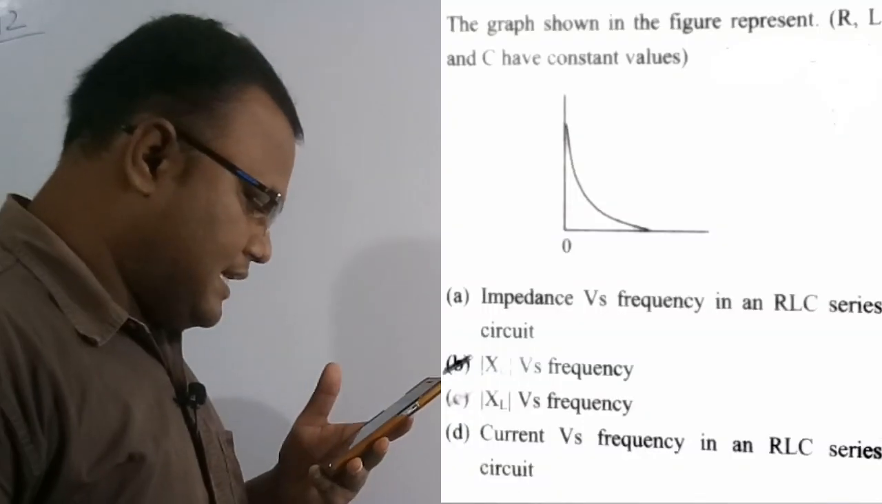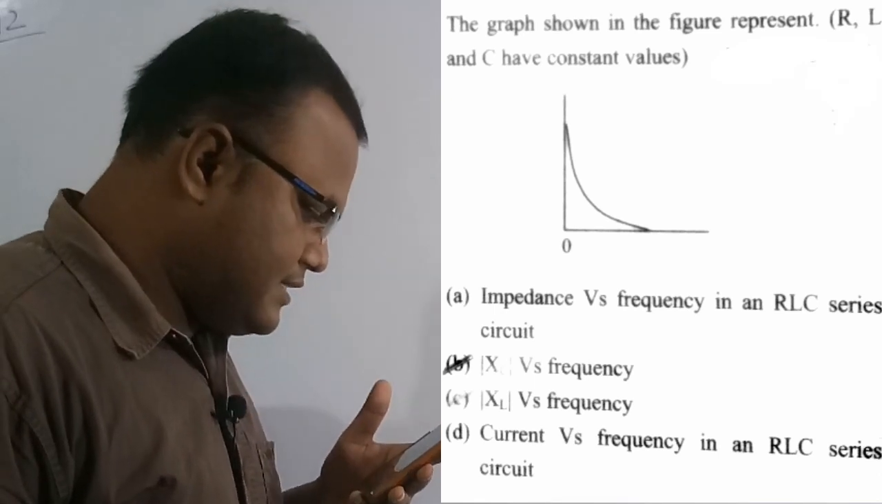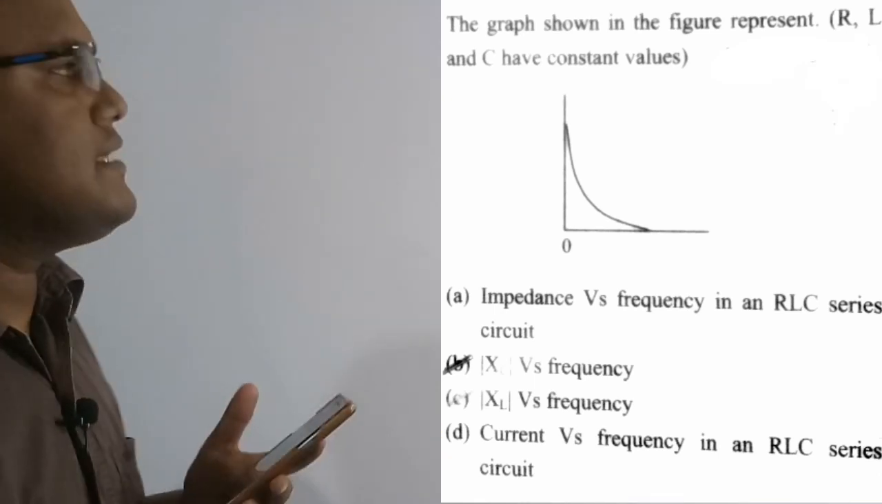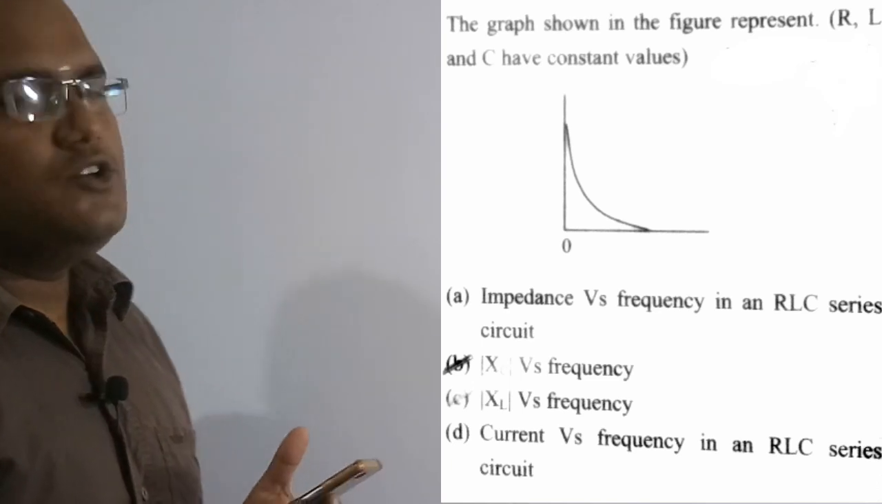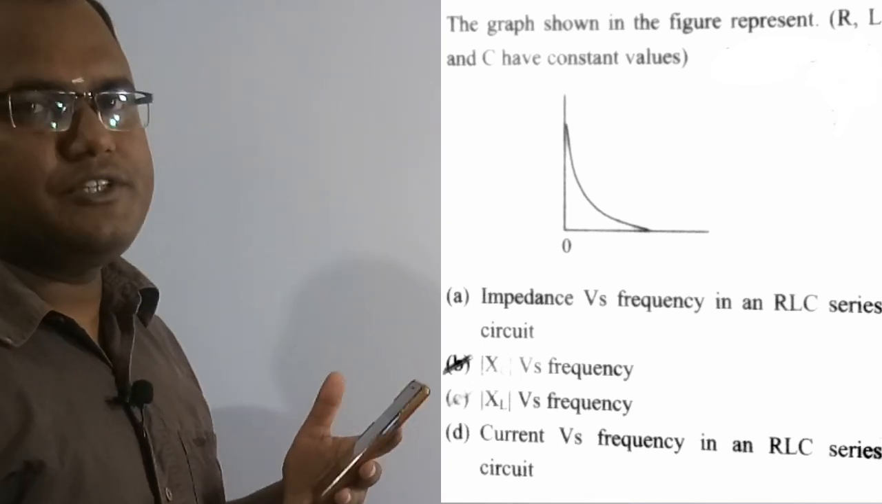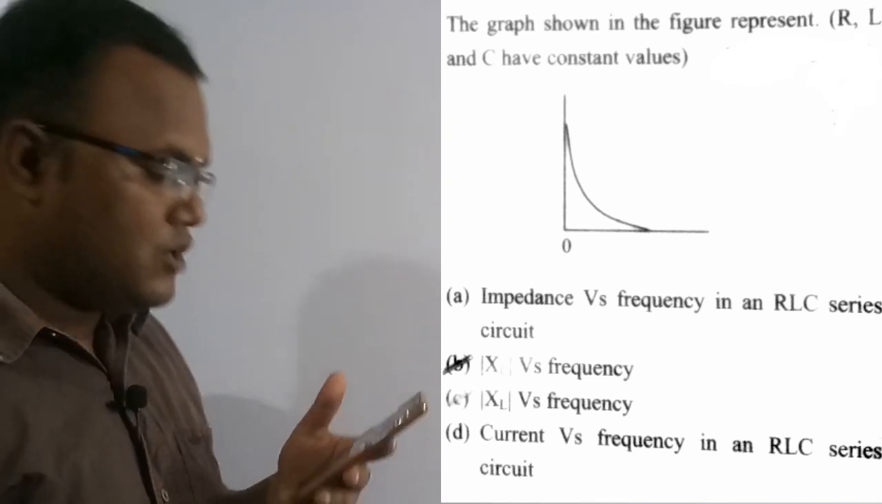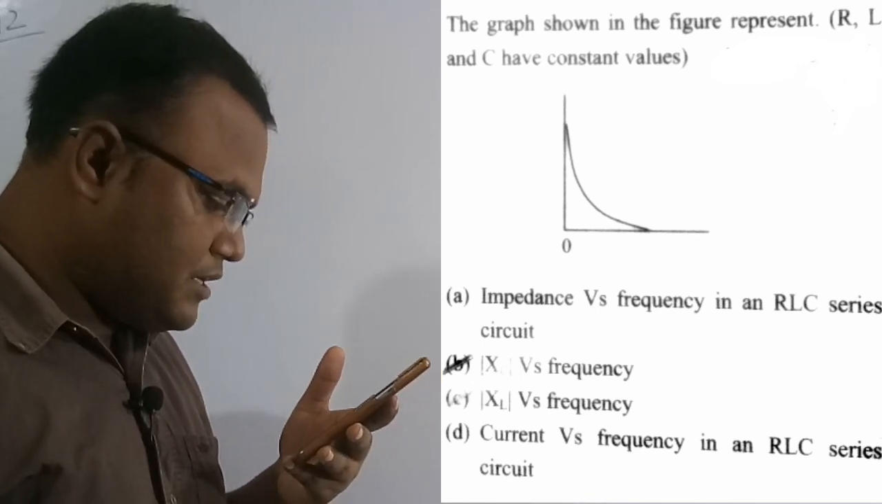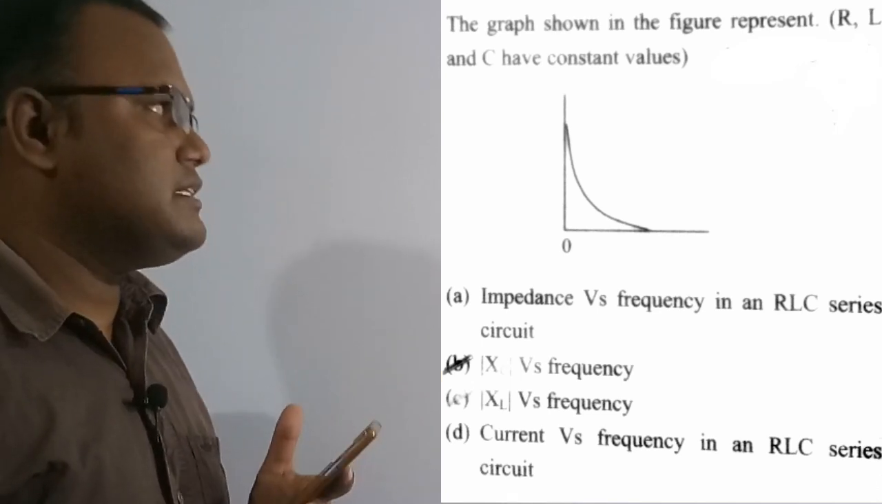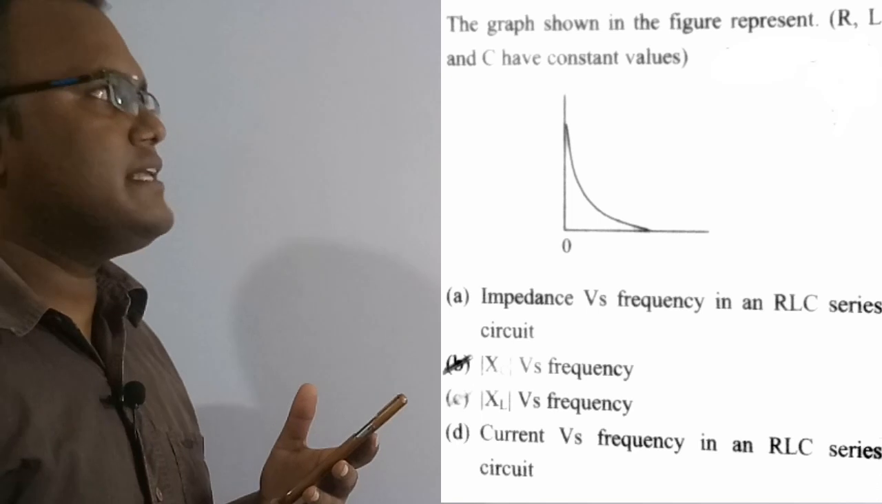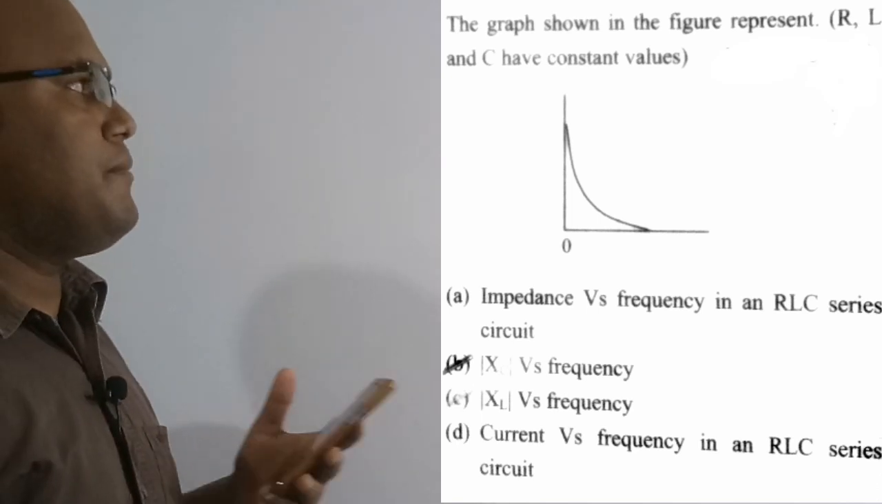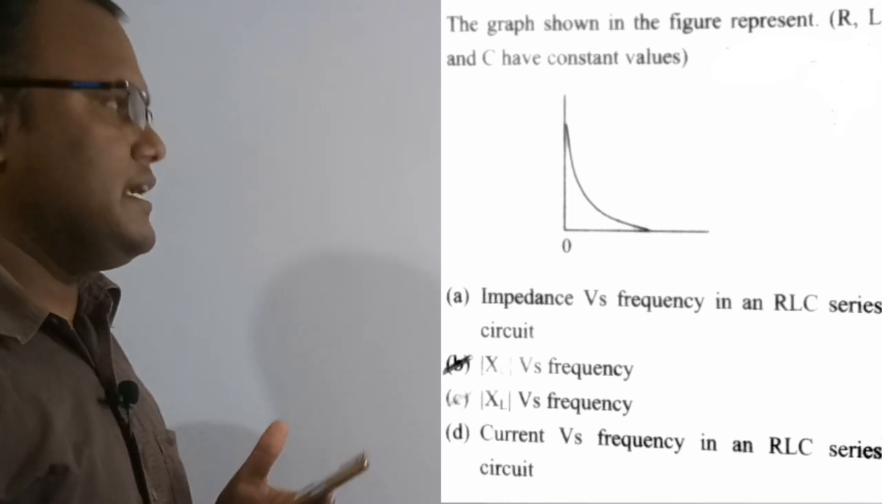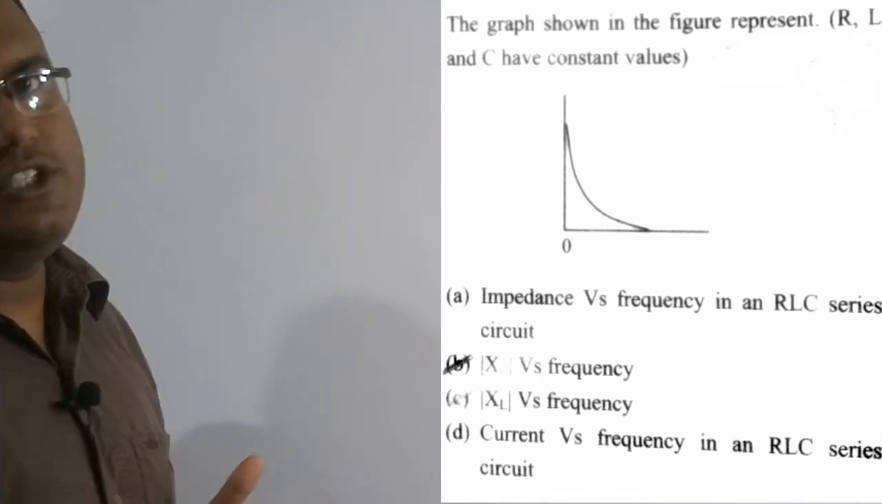So now we are going to solve the 12th question. See the question here. The graph shown in the figure represents RLC has constant values. Basically they have given some graph. We have to find what this graph represents for a series RLC circuit. Based on the options, option B, mod of XC versus frequency. This is a graph which relates the magnitude of the capacitor reactance versus the frequency.